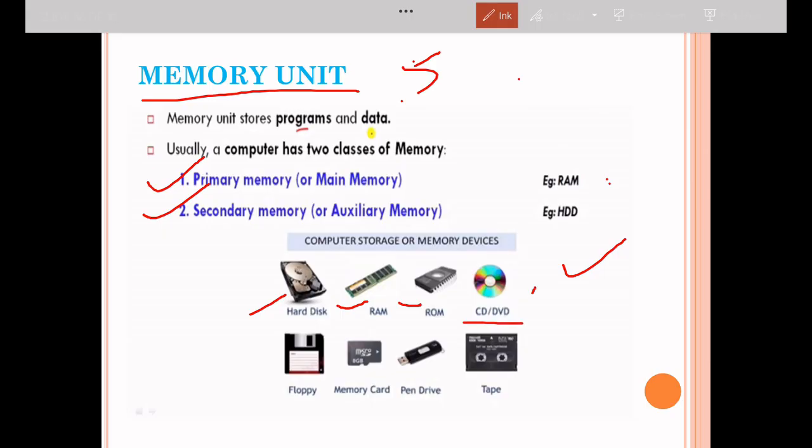But CD and DVD are outdated. Floppy is outdated. Memory cards also most people are now not using, because we are now learning quantum computing and cloud. So there is no need to store such type of data in your pen drive or tape.